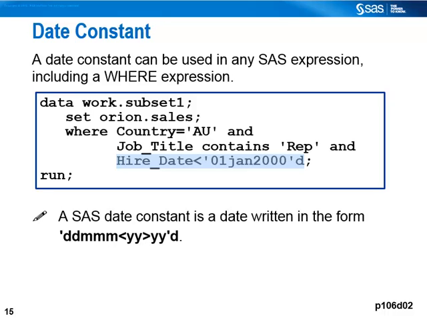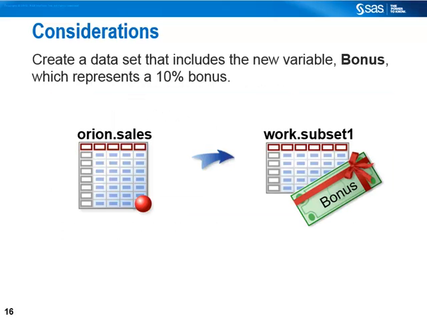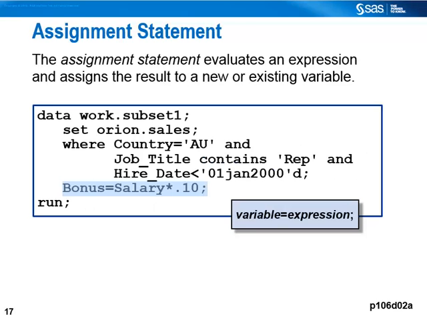A SAS date constant is a date written in the form of dd mmm yy or yyyy, enclosed in single quotes followed by the letter D. Consideration. We need to create a data set that includes the new variable bonus, which represents 10% of their salary. An assignment statement is used to assign a value to a variable. Let's explore the assignment statement in more detail.